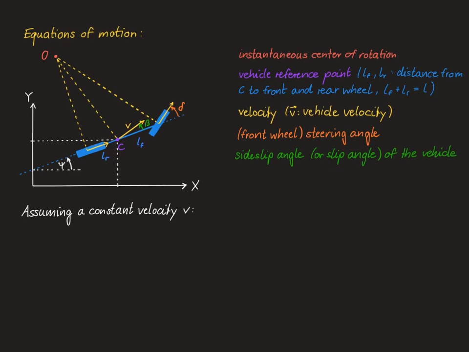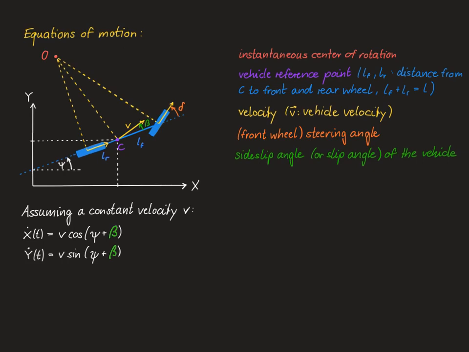In this case, the incremental change of the coordinate x and y amounts to the corresponding components of the velocity vector v in the x and y direction, and the x component is given by v times the cosine of psi plus beta, where psi plus beta is the angle between the velocity vector v and the x-axis.